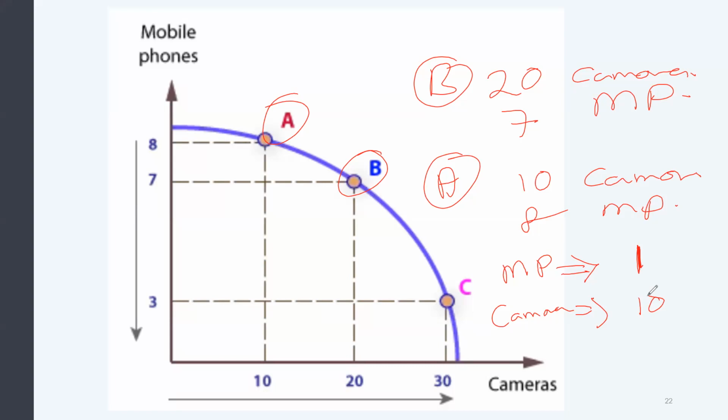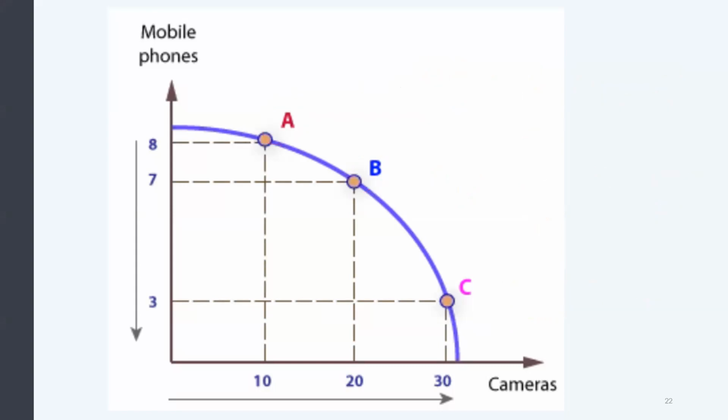So for you to gain one mobile phone moving from point B to point A, the opportunity cost is that you have to lose 10 cameras. That's the opportunity cost that you have calculated. I hope now everyone is answered. I can move on to the next section. Are we all good? Yes, thank you.